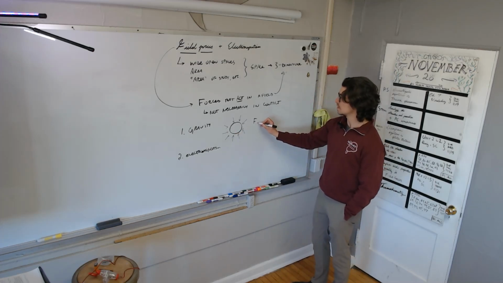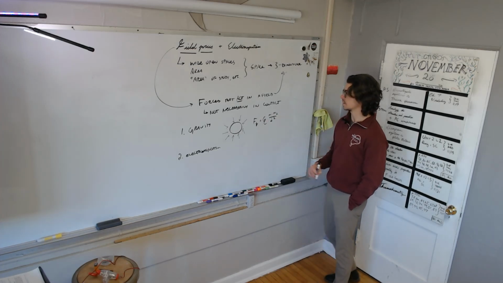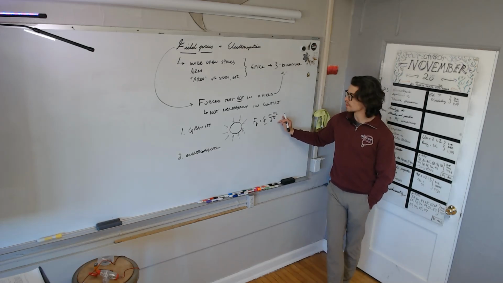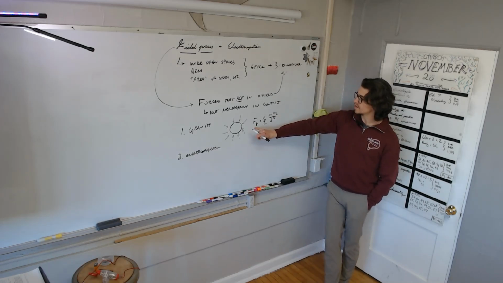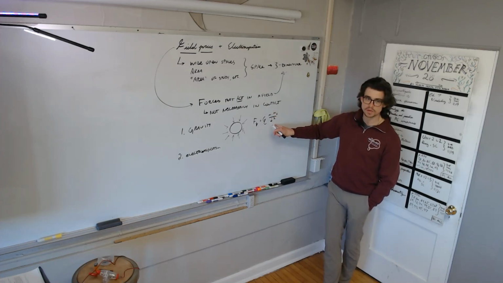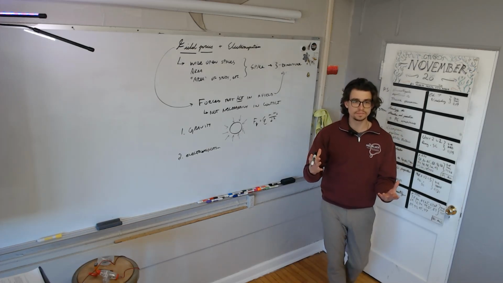Remember, the equation was F sub g, the force of gravity, equals capital G times m1 times m2 over d squared. And you don't have to have this equation memorized, but this tells us that the force of gravity depends on the mass of any two objects and the distance between them. It depends on the mass. The bigger the mass, the bigger the gravity.